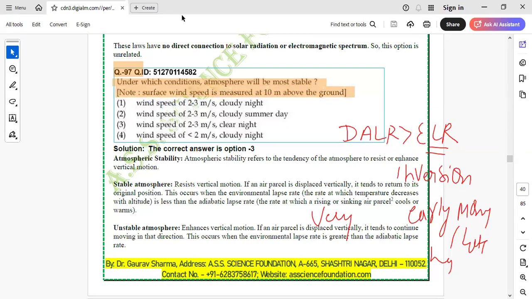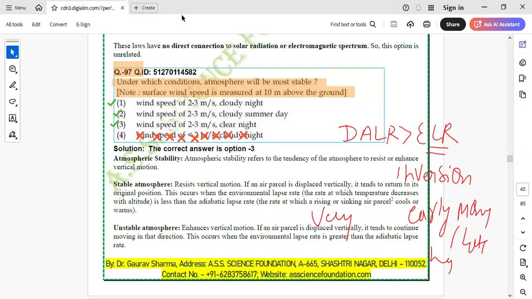So 10 meter above the ground, if the wind speed is 2 to 3 meter per second and the sky is clear, the night is clear, then you will definitely have the most stable atmosphere. These three options were in a fight, 1, 2, and 3. But how we eliminated them, that I will tell you.